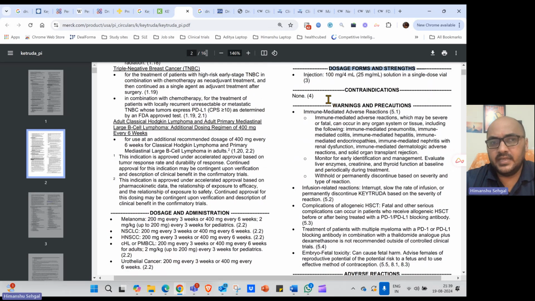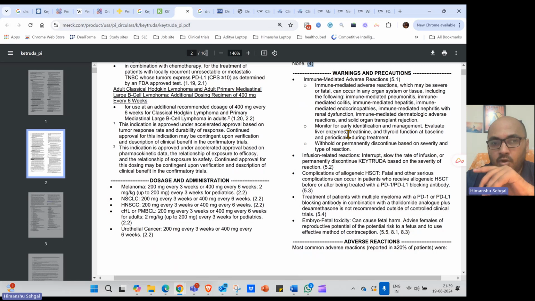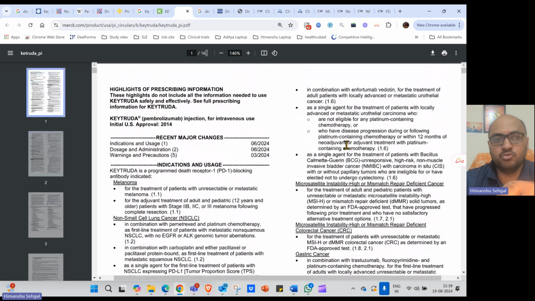Okay. There is contraindication: none. And it is given in the fourth section. I'll tell you about that as well. Warnings and precautions. So these are warnings. Sometimes there are black box warnings. So when there is a black box warning, it's usually up here. Here there will be a black box, and let me just show you what a black box warning is.